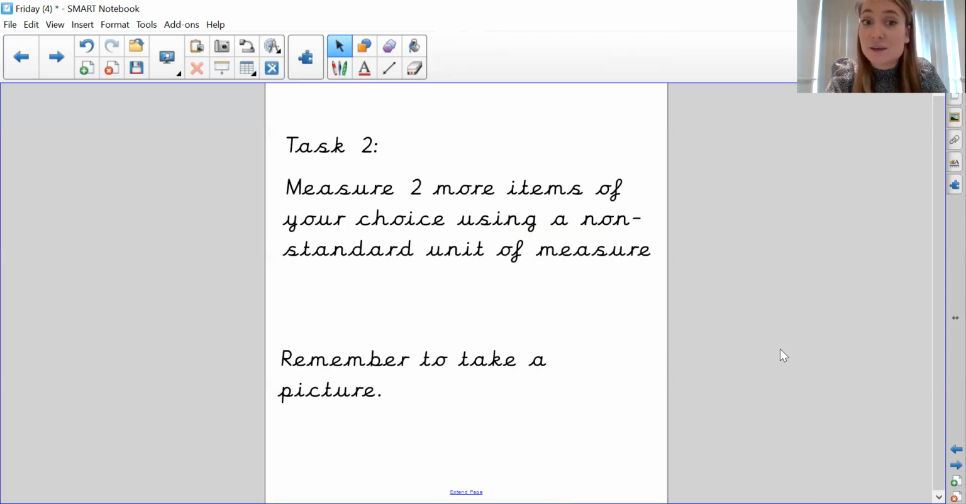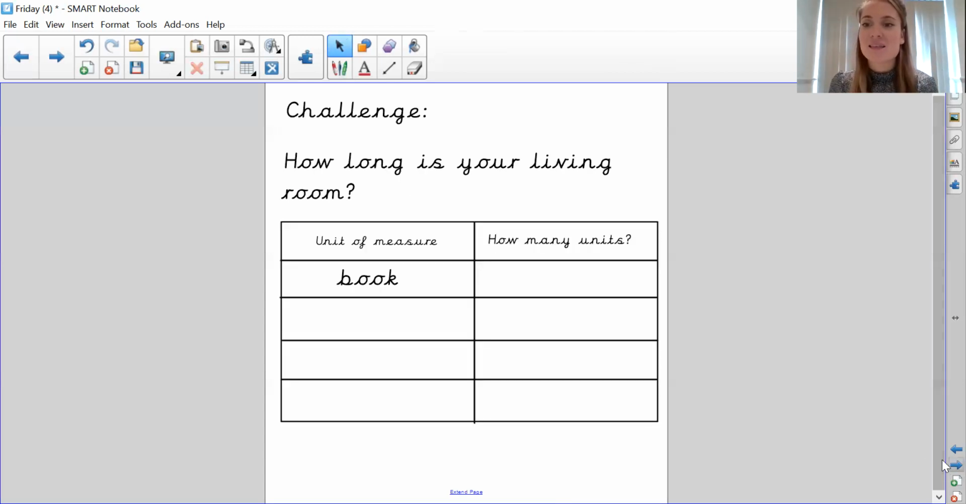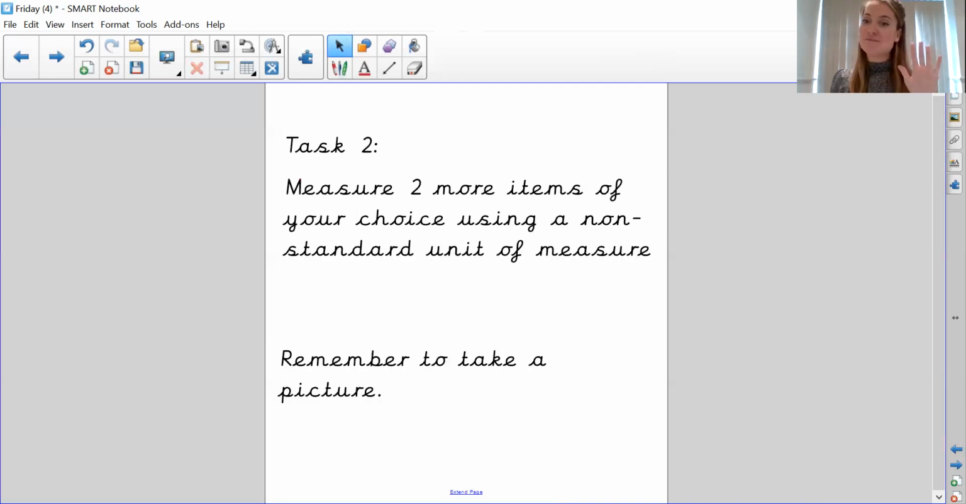Okay, our task 2 is measure 2 or more items of your choice using a non-standard unit of measure, and remember to take a picture. So if you've got a cream egg, you could measure your cream egg. You could measure your pen. And now think about what you're going to use to measure it, okay? And remember to take a picture of it and write that sentence for me. So pause me once you do that.